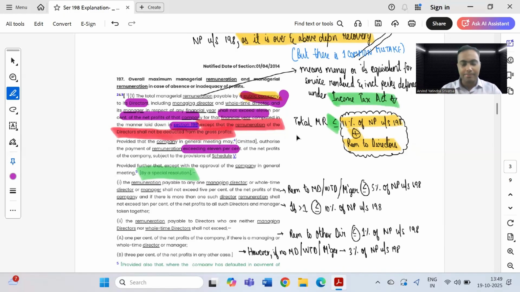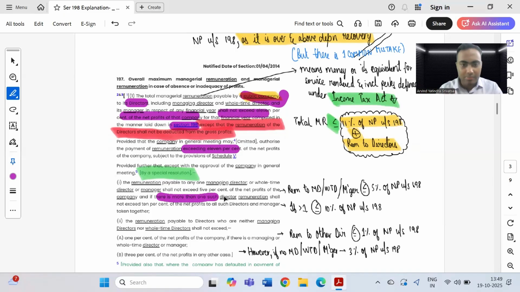Next, we saw that 11% is the overall limit for all the directors, but this 11% is broken down into specific limits. Let us discuss the specific limits one by one, right? I hope that is clear, guys. So the remuneration payable to any one managing director or whole-time director or manager shall not exceed 5% of the net profits of the company.